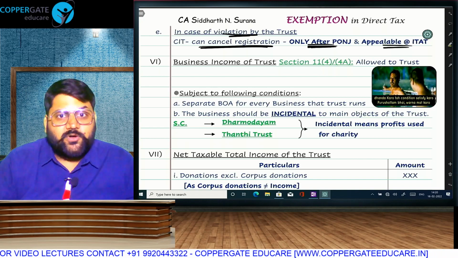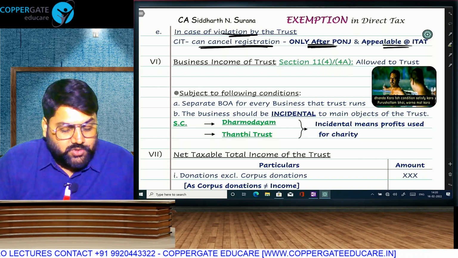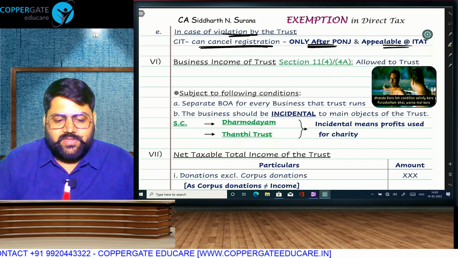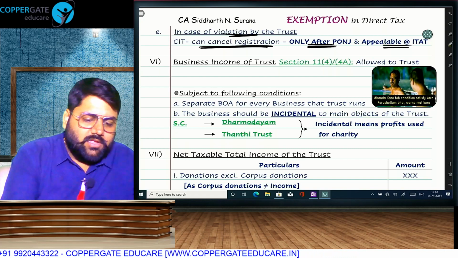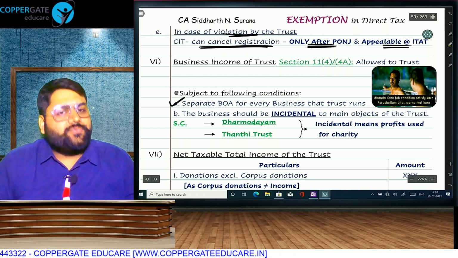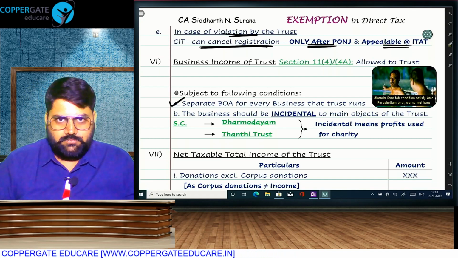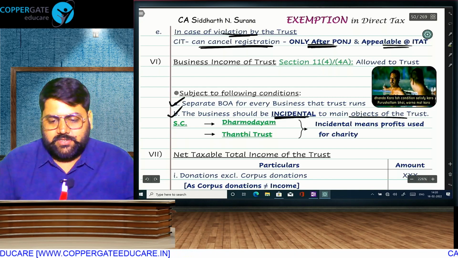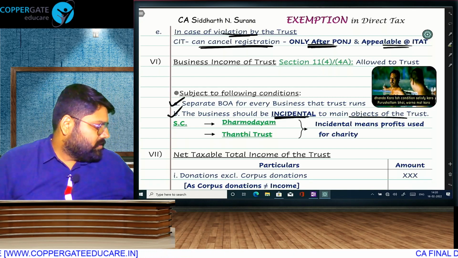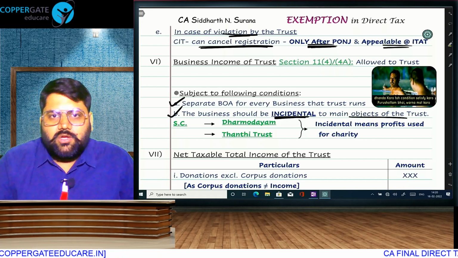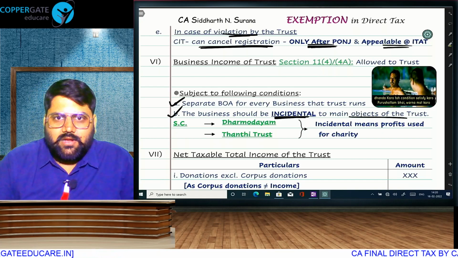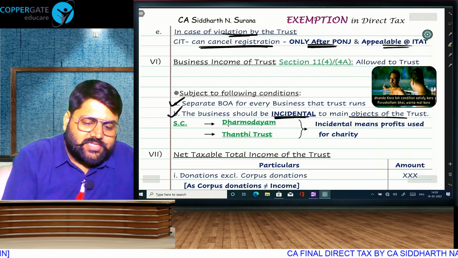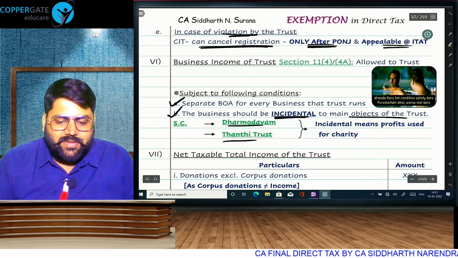So business income. First of all, trust is allowed to do business. Nowhere it is written that doing business is not allowed. But doing business will come with the following condition. Condition 1, you have to maintain separate books of accounts for every business. And condition 2, the business should be incidental to the main objects of the trust, where incidental does not mean that the business should be related. Incidental, Supreme Court has decided in 2 judgments, Dharmodayam and Thanti Trust.